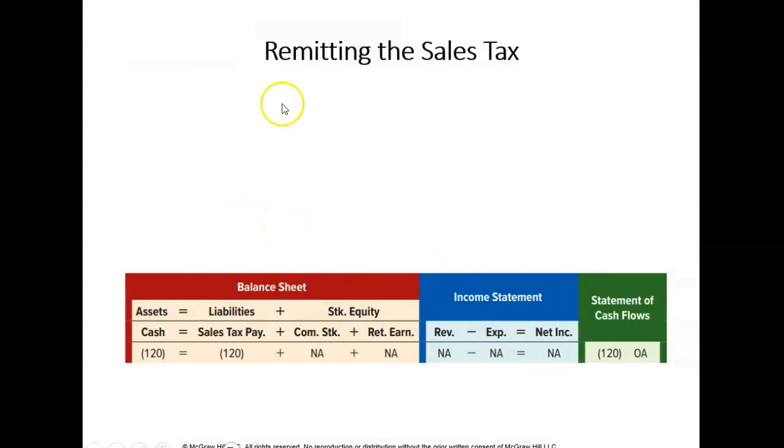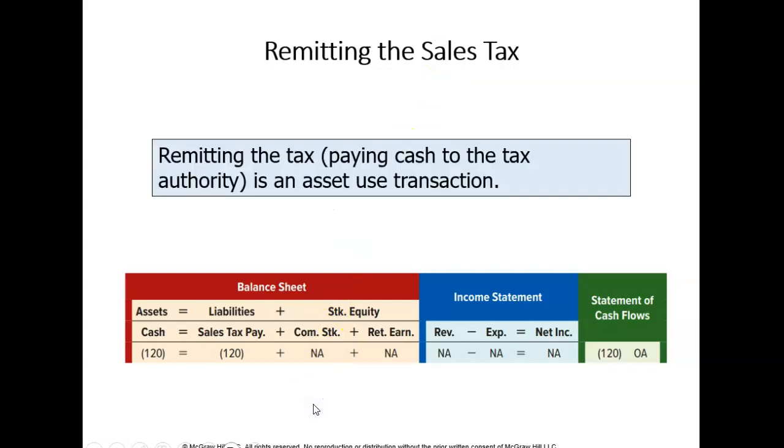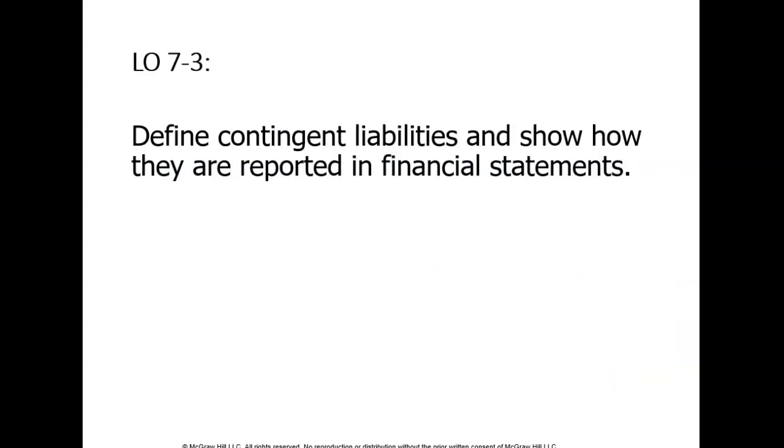Now, when it's time to remit the sales tax, it means you're paying the sales tax owed to the appropriate tax authority. So when you're paying the sales tax, your cash account will decrease by 120. Your sales tax payable account will decrease by 120, and you will have an outflow of cash on the cash flow of 120 shown as an operating activity.